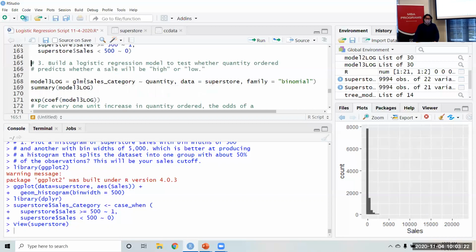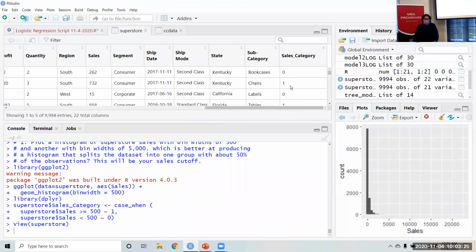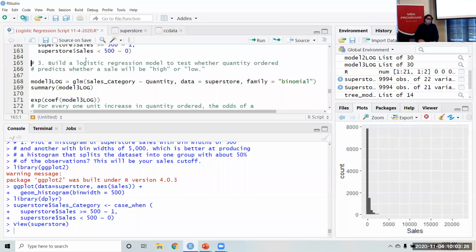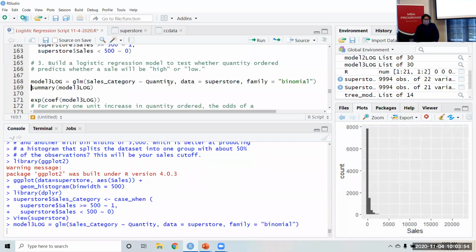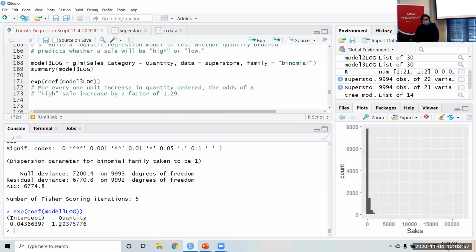So then we can take our Superstore data set with our sales category dependent variable and say, okay, can we predict whether or not a sale is going to be high or low from the quantity ordered? And so here, the setup is the same. We're using GLM rather than LM. Our dependent variable is the sales category column. And then quantity is going to be our independent variable. It's a simple logistic regression. Data comes from Superstore, and then family equals binomial, right? So we run that, look at the summary, exponentiate, and then we can see that, yes, for every 1 unit increase in the quantity, the odds of a high sale increase by a factor of 1.29.